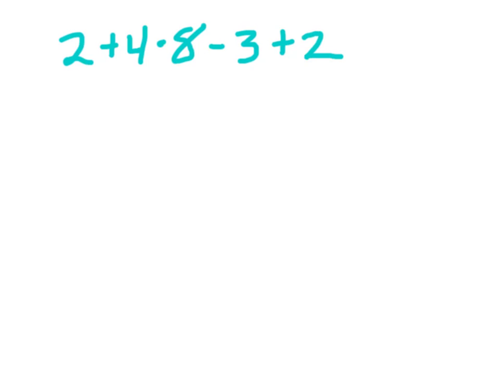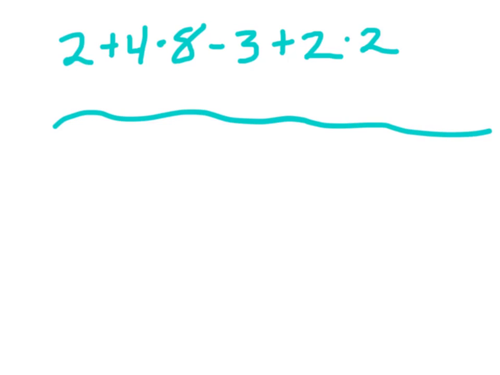We'll start with an easier one and then a ridiculous one. We will start with 2 plus 4 times 8 minus 3 plus 2 times 2. So that's the first one. Just work slowly and kind of go through it. It's good mental math. It's like a little puzzle.